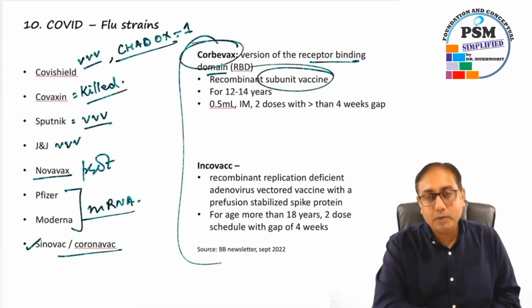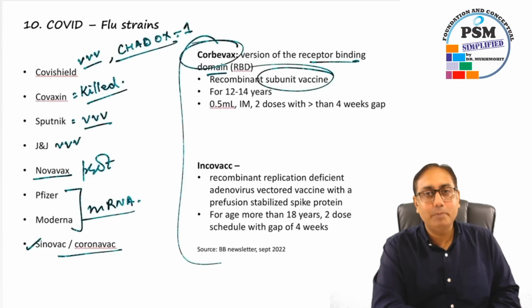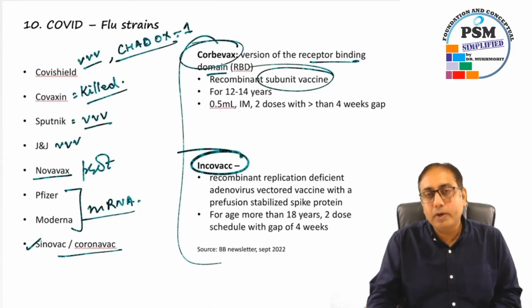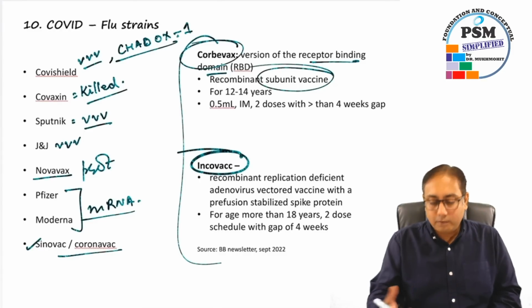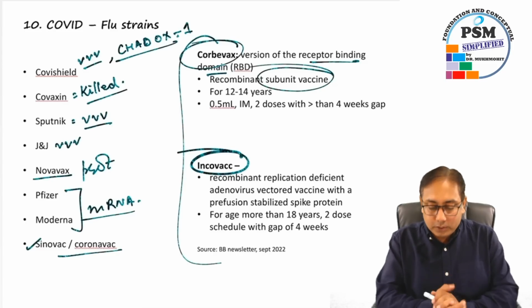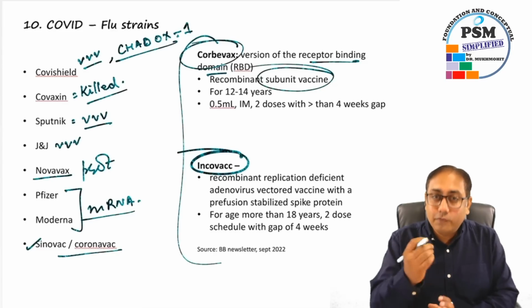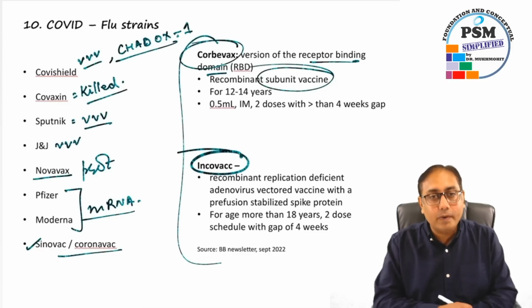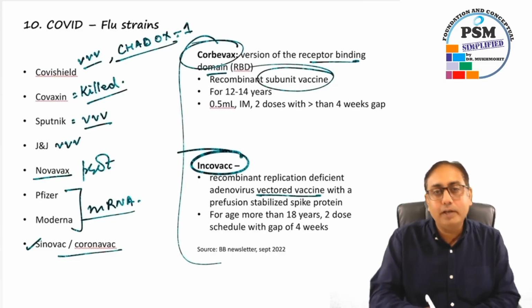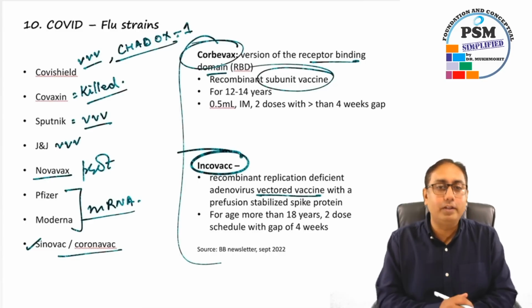It was manufactured in India by Biological E, and it is given for the age group 12 to 14 years, 0.5 ml intramuscular injection. Incovac has most recently been given a go-ahead by the DCGI, the Drug Controller General of India, and it is the first nasal vaccine. It is again a viral vectored vaccine which uses a replication defective adenovirus.